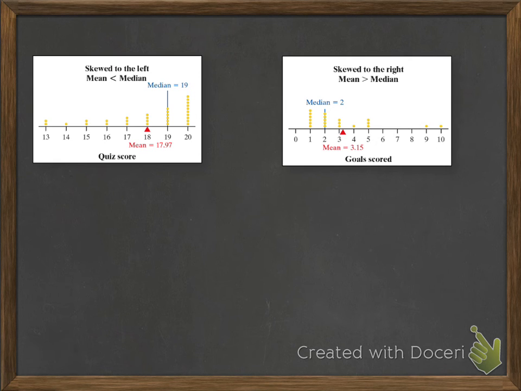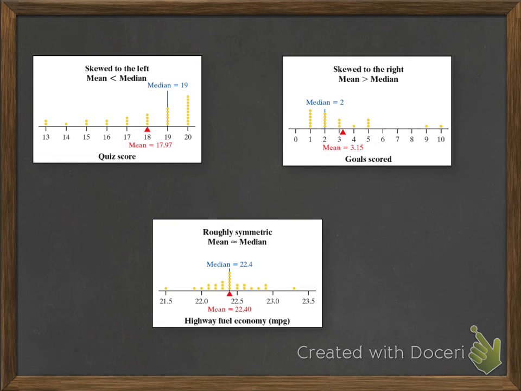I'm going to show you one more set of data where the mean and the median are at the same place. Why? Because we're symmetric. It doesn't mean they're going to be in exactly the same place. But if you're symmetric, they're going to be pretty much in the same place.